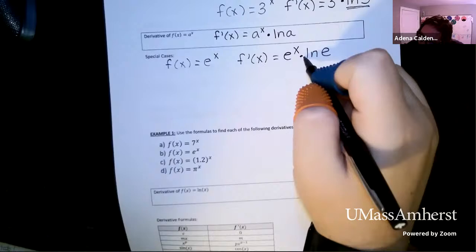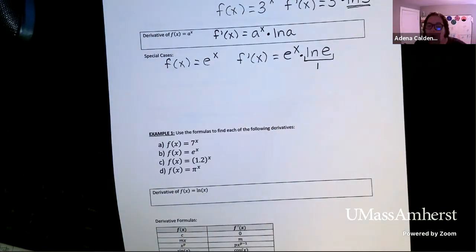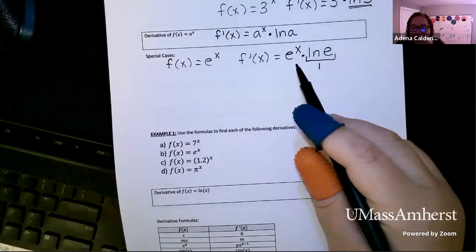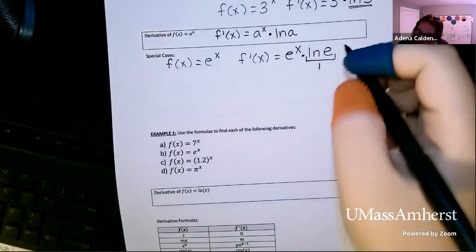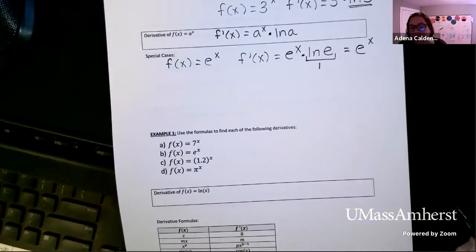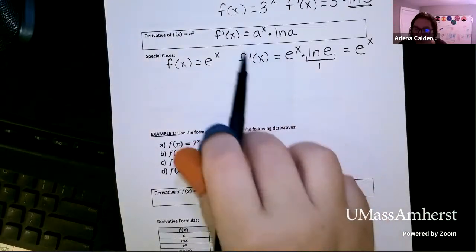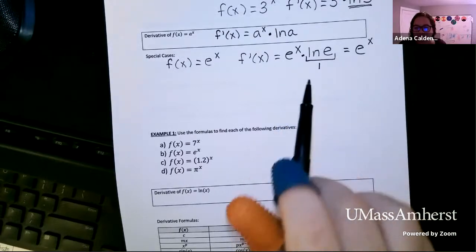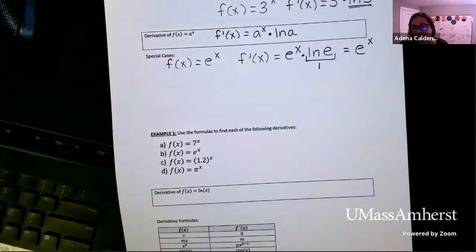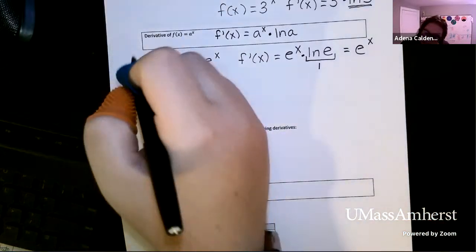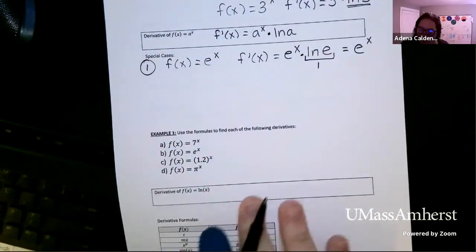However, the natural log of e is 1, right? So the natural log and e are related reciprocal functions. And since this is 1, anything times 1 is just itself, which means that the derivative of e to the x is just e to the x. So that's a special case, and we use the formula to see why that's true, and it's because this particular value is 1. The natural log of other numbers is not 1, so we don't get this sort of nice simplification. So that's our first special case.